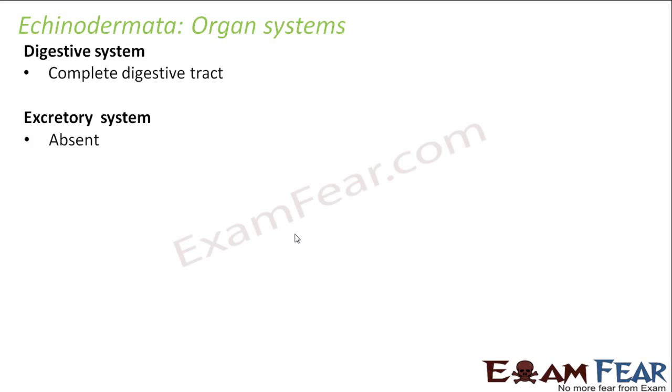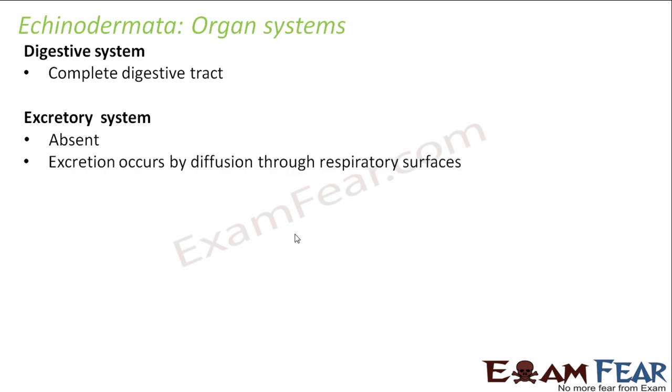Now you might ask, if there is no excretory system, how does excretion happen? How are the waste products taken out from the body? No excretory system doesn't mean that the waste products remain inside the body. They have an alternative for removing wastes, but there are no specialized excretory organs present in their body. However, excretion occurs by diffusion through respiratory surfaces. So through their surfaces itself, the waste products are diffused out.